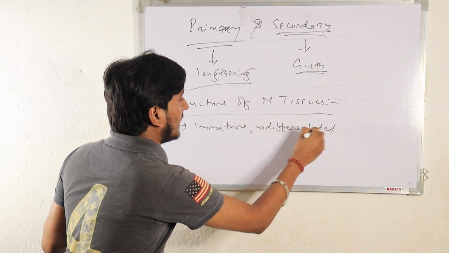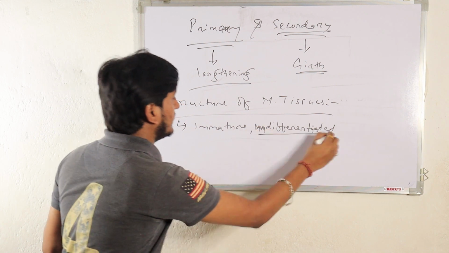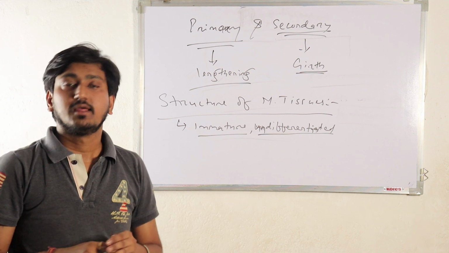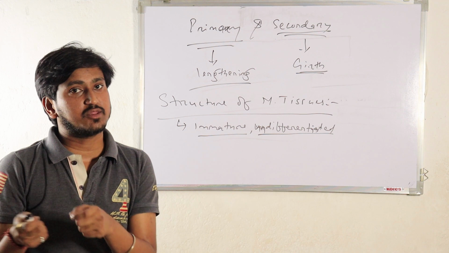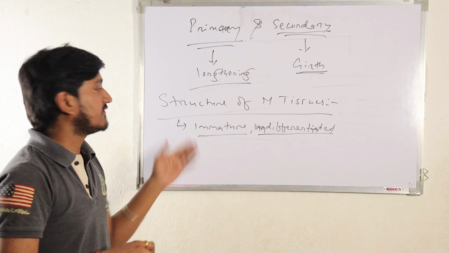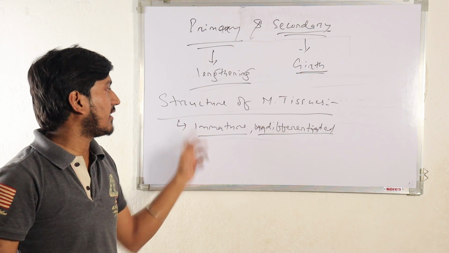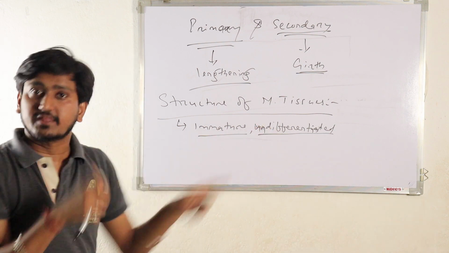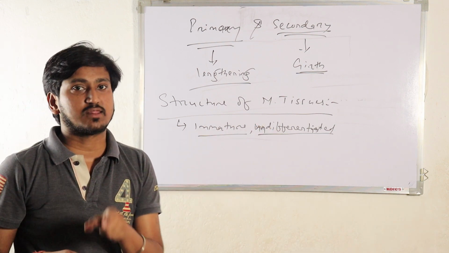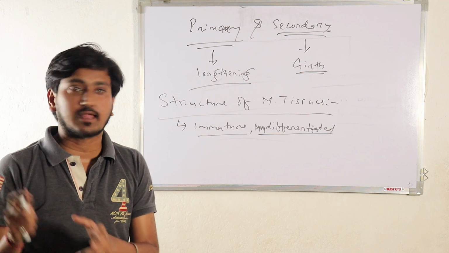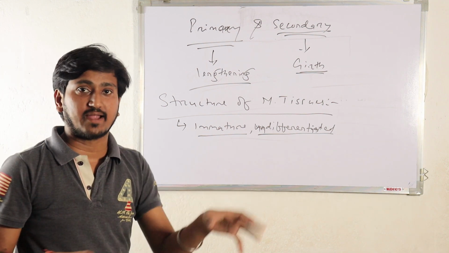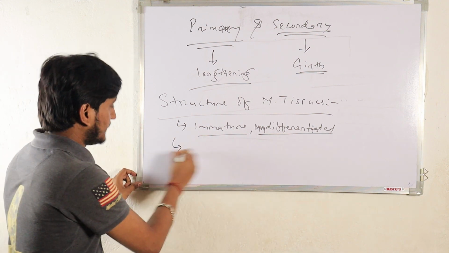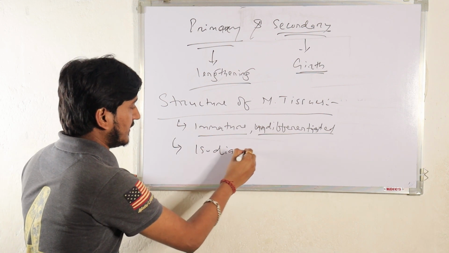Why are they immature and undifferentiated? As I mentioned earlier, the cells of meristematic tissues are continuously in a dividing state. So when they are continuously dividing, new cells are continuously formed and there will be smaller cells, which will not be matured enough. So that's why the cells of meristematic tissues are always immature and undifferentiated. A cell which is differentiated knows its functions and its location. Usko kahan pe jana hai, kya karna hai, us cell ko pata hota hai. But these meristematic cells are still dividing, so they don't know their differentiation. They are undifferentiated.